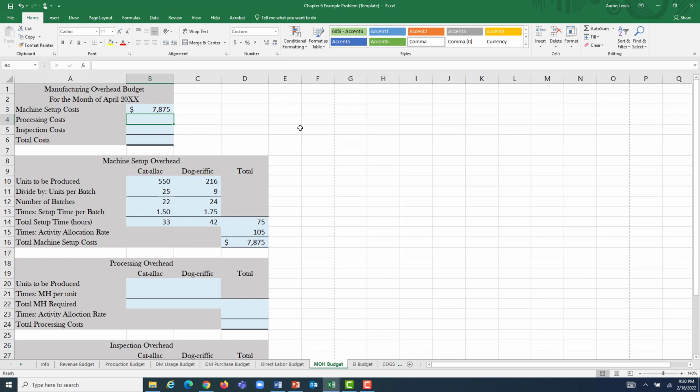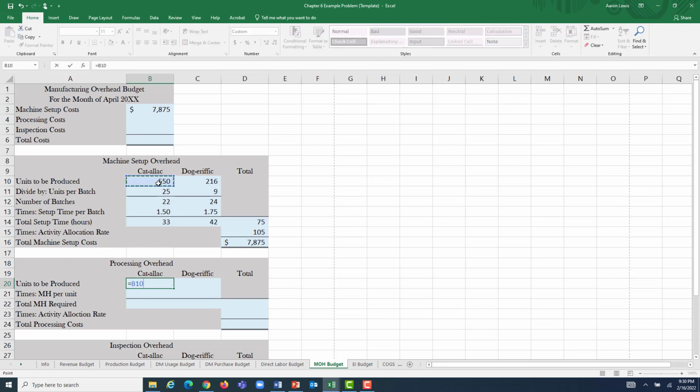Why didn't I just assign these to the Cadillacs and the Dogorifics? Because they're overhead costs, and overhead gets pulled and spread out later. Processing overhead. Well, what do we have going on over here? The first thing we have is how many units we're going to produce. Nothing changes, right? We're just going to use these same numbers over and over again.